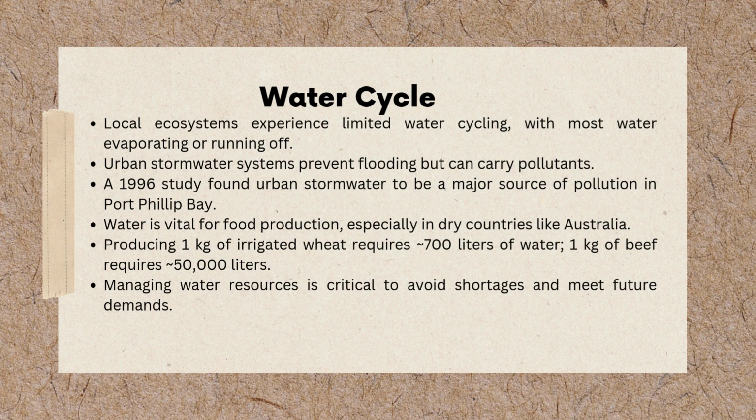In Australia, a dry country, irrigation is often necessary, with approximately 700 liters of water needed to produce 1 kilogram of oven-dried grain from irrigated wheat, while producing 1 kilogram of beef requires around 50,000 liters. Managing Australia's water resources is essential to meet future population needs and prevent water shortages during droughts, as seen in Victoria from 2002 to 2005. Our daily water usage can be surprisingly high.